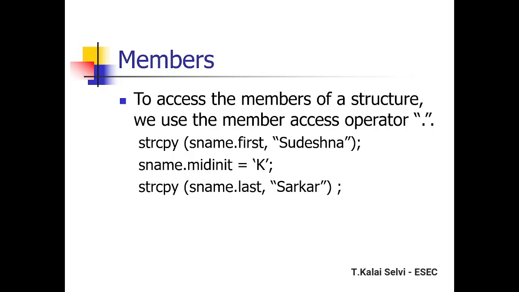Here is the example which assigns values to the data members. The first one, strcpy of sname.first, comma Sudeshna. This assigns the value Sudeshna to first, and sname.midint is equal to k. So this assigns the value k to midint, and strcpy of sname.last, comma Sarkar. So this statement copies the string Sarkar to the last name.